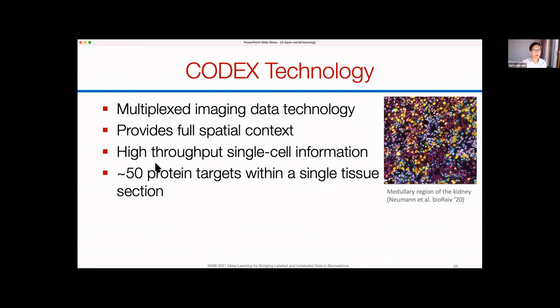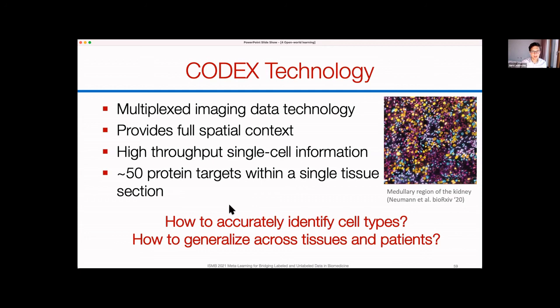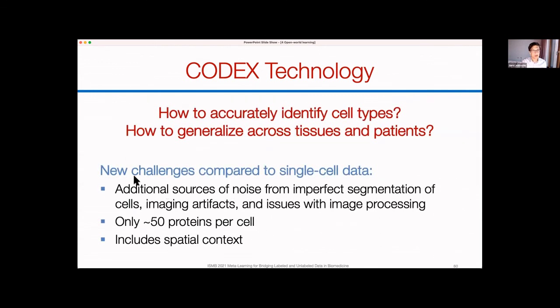And the question here is, how do we accurately identify cell types where we have both spatial information available as well as the gene expressions of these 50 protein targets, and how do we generalize across different tissues and patients? Here in this Codex data, we actually have human tissue data. So the challenges here are compared to RNA-seq type data that we discussed in Mars.